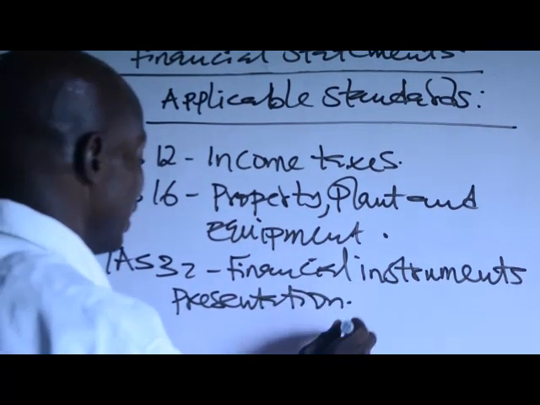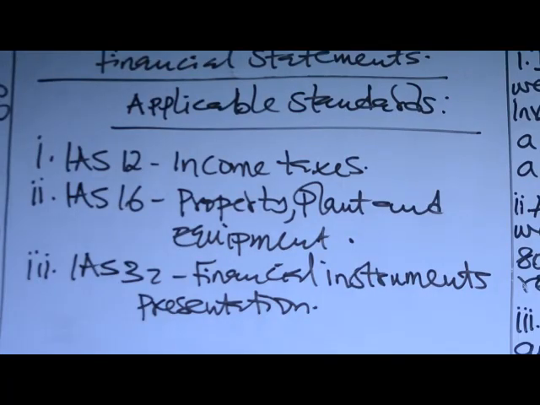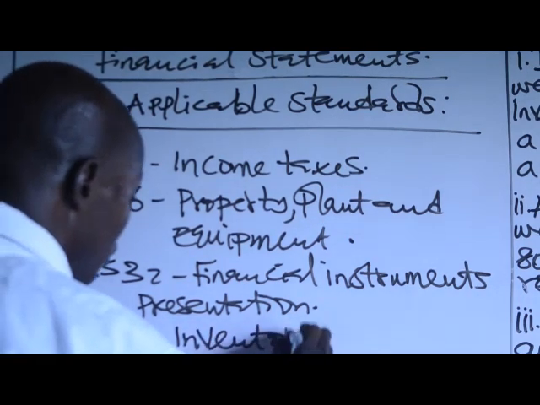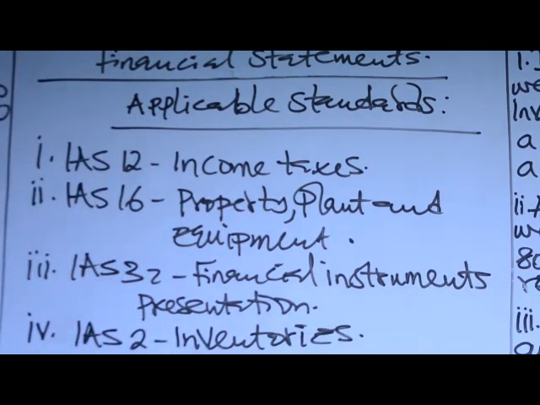were examined in the question. Number 4, IAS 2, inventories. These are the standards that were examined in the question. Now, let's have the solution.